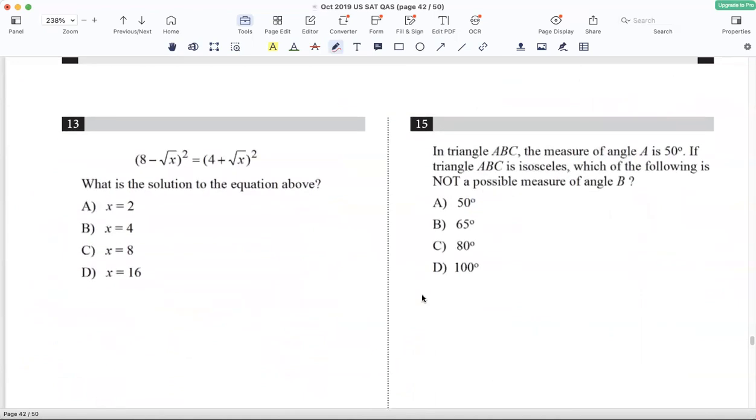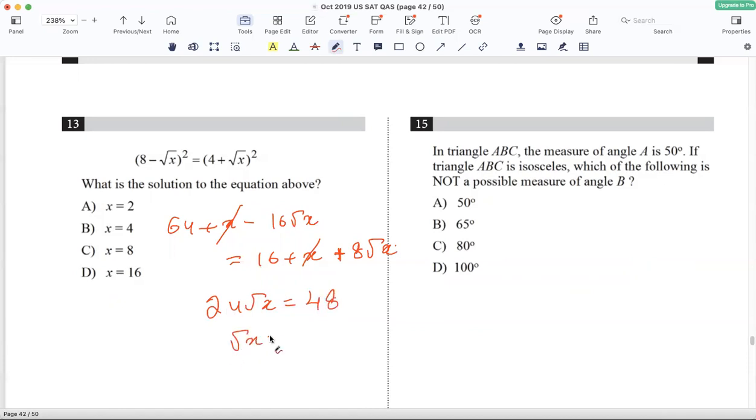What is the solution for the equation above? Okay, so I can just square both sides. 64 plus x minus 16 root x is 16 plus x plus 8 root x. So x and x cancel. So 24 root x is 48. So root x is 2. So x is 4. So B.